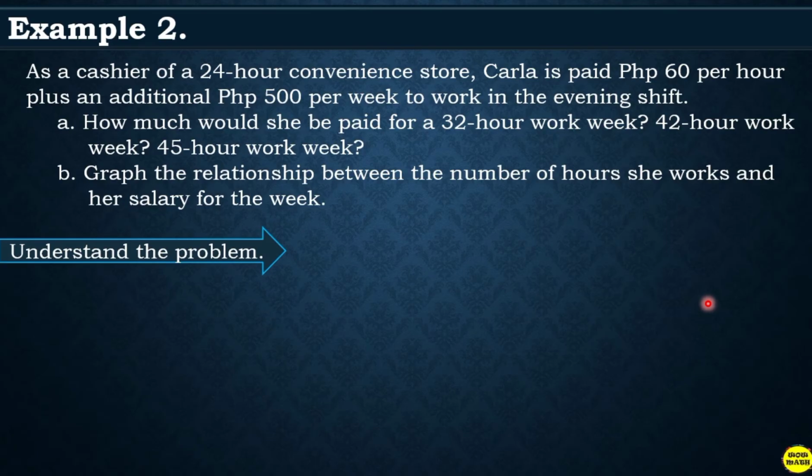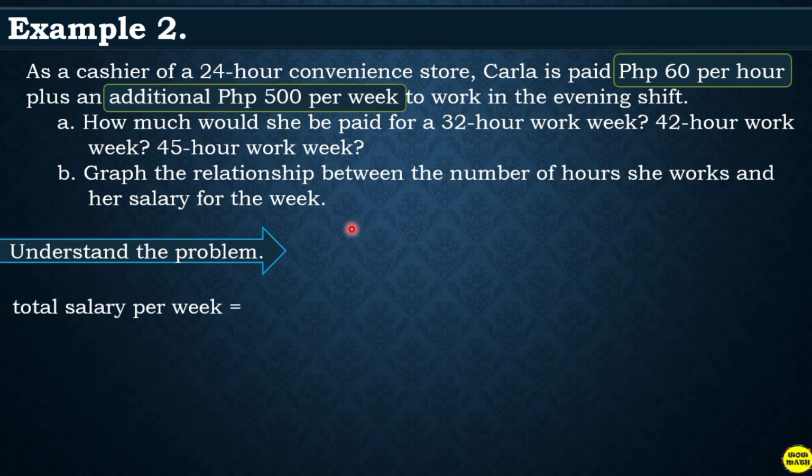So, sabi sa problem, si Carla daw ay ang rate niya per hour is 60 pesos. So, kada oras, ang bayad sa kanya ay 60 pesos. And, meron siyang additional na 500 pesos per week. Ito yung sa isang linggo. Okay, hindi ito yung per hour ha. Ang bayad niya per hour is 60 pesos. While this is just an additional, ito yung dagdag sa kanya per week na 500 pesos. Okay. So, naintindihan na po yung problem.